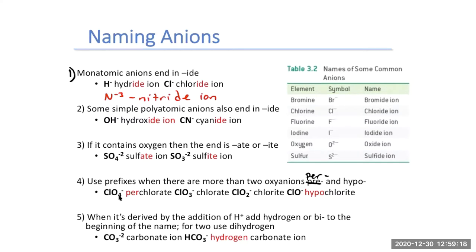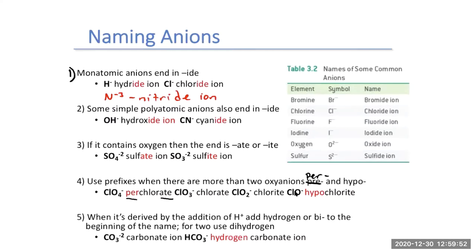So chlorine, if it's ClO4, that's the highest number of oxygens we can get on it. It has a -1 charge, becomes perchlorate. You can see the per and the ate go together. If it has 3, so I've taken away 1 oxygen, still -1 charge, now it's just chlorate. You can see we drop the prefix. Then if I take away another oxygen, still a -1 charge, ClO2, I change the ending from ATE to ITE to signify we have less oxygens.